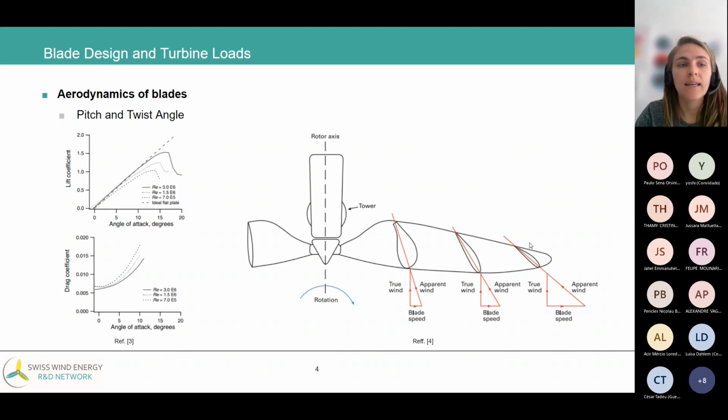That's why a modern wind turbine will have a pitch angle and a twist angle. Pitch is the angle that changes the angle of the entire blade, and twist means that, from the root to the tip, the blade is twisted at different angles in order to have the best angle of attack for each section.